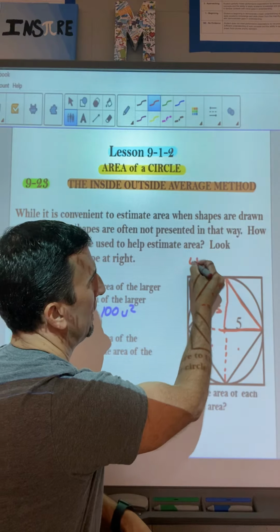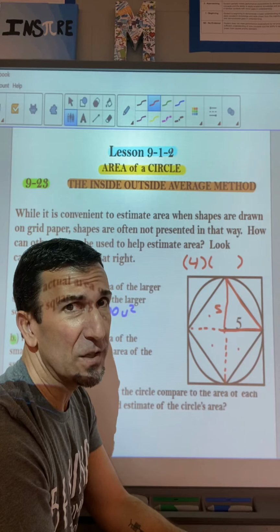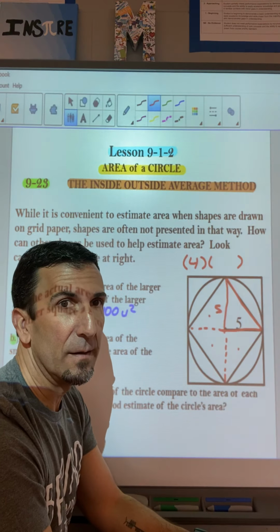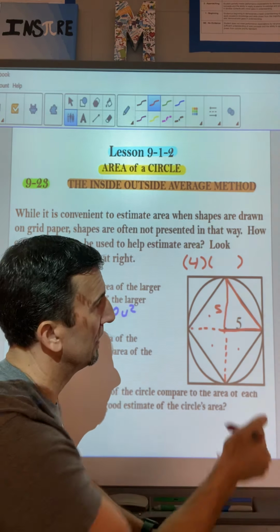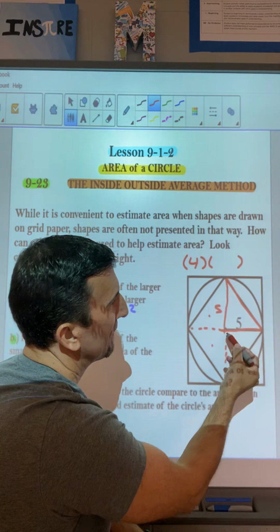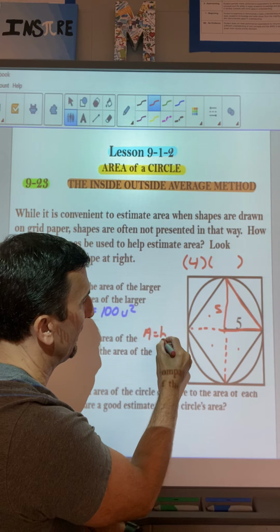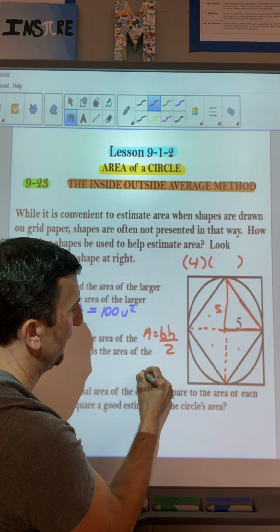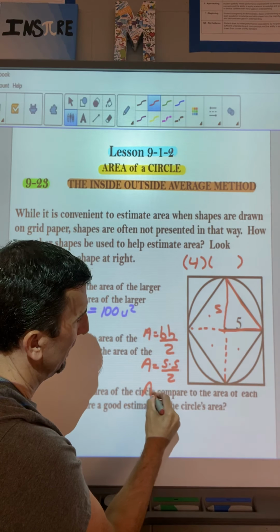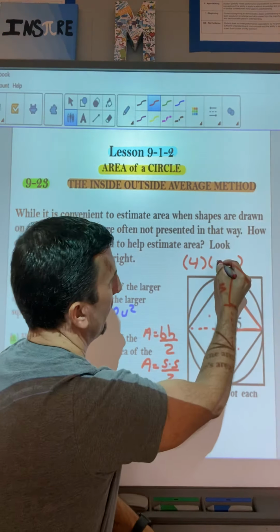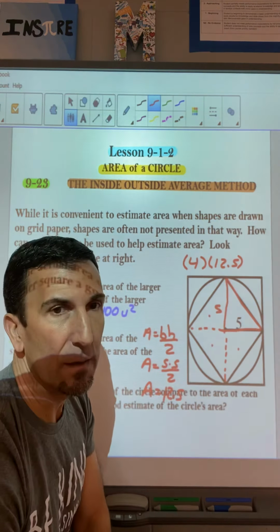So I'm going to put 4 and then times something. Well, we all should be proficient now in being able to find the area of a triangle. If you remember, it's the base times the height divided by 2. So we have 5 times 5 is 25. So again, we're doing the triangle. Area equals base times height divided by 2. So area is 5 times 5 divided by 2. So area is 12.5. So if we put 12.5 in there, okay, that gives me that triangle.